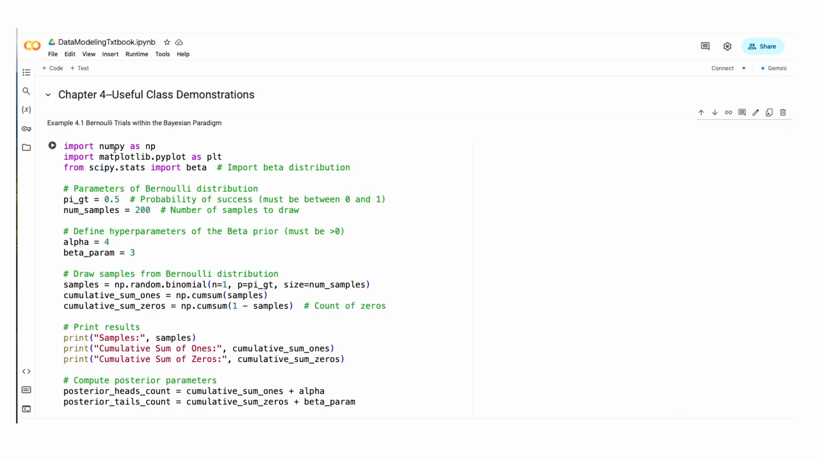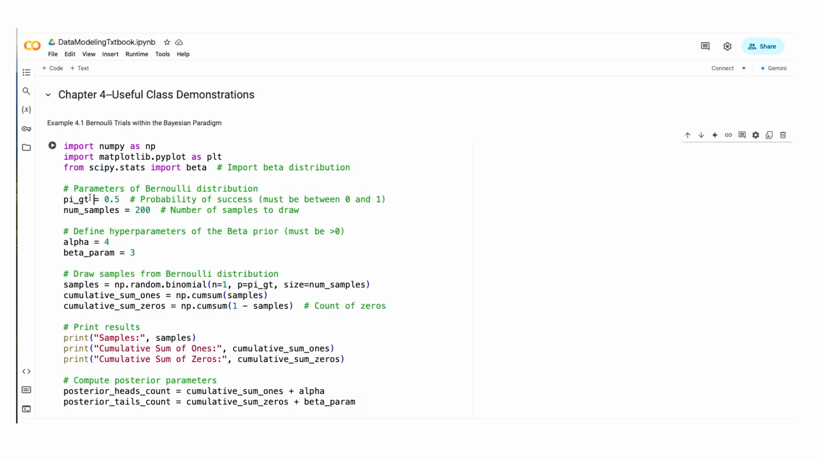Now remember, in this coin flip example, our goal is to estimate the probability of heads, and consider how that probability of heads changes as a function of the number of data points considered. So let's start off by generating some synthetic data.